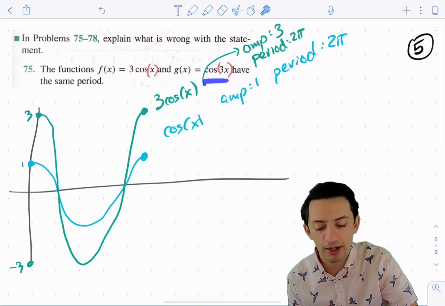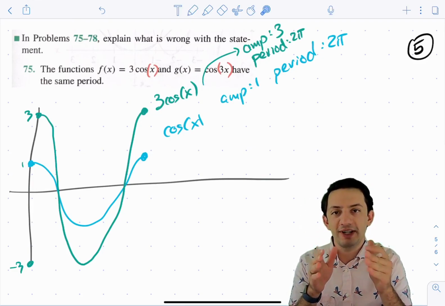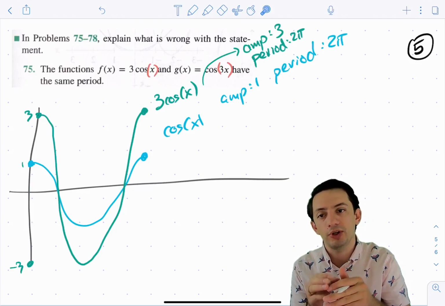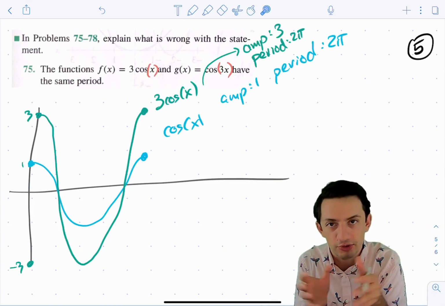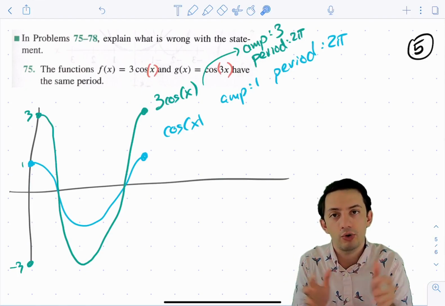This is multiplying by a 3 inside. Now you have to remember what that does. Multiplying by a 3 inside means that when you're evaluating cosine of 3x, you're pulling your values from further away. So you're kind of bringing all your far away values in close together. And so you're making your same function but narrower. You're doing a horizontal shrink.